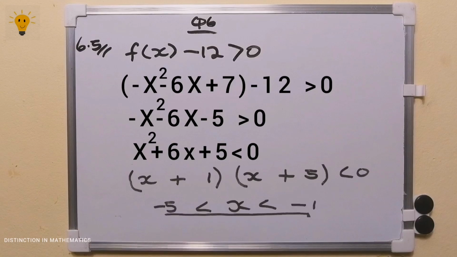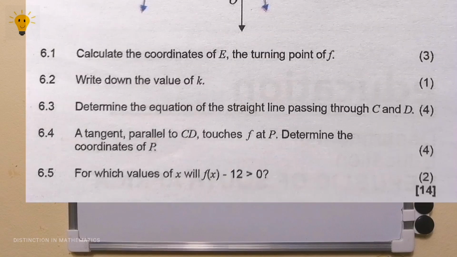So the values of x where f at x minus 12 is greater than 0 is when x is greater than -5 and less than -1.